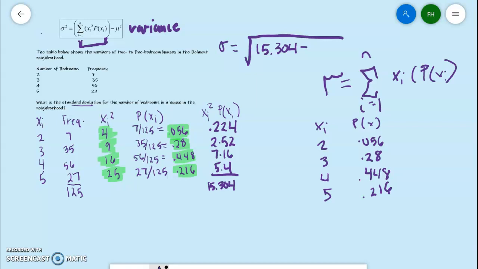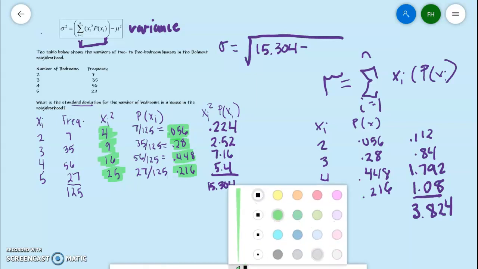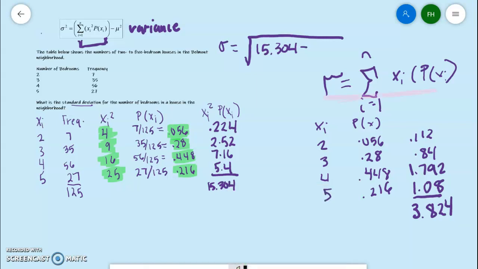So let's see. This would be 0.112, and this would be 0.84 because I'm multiplying across here. This would be 1.792, and this would be 1.08. So this is the mean. I just did the formula for the mean because I have to square the mean to go in my standard deviation formula.